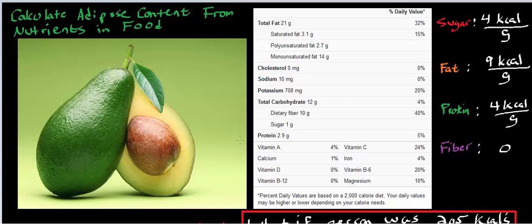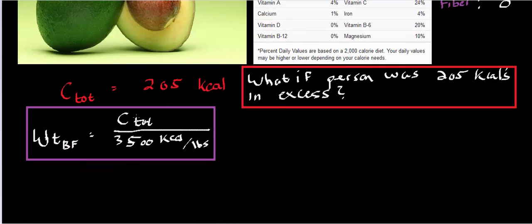In the last video, which was the first part of a two-part video, we actually calculated the number of calories, or kilocalories to be exact, that were in ultimately 1 cup of avocado. And the nutritional information is shown right here. We used the fact that there are 4 kcals per gram of sugar, 9 kcals per gram of fat, and 4 kcals per gram of protein, nothing from fiber, and ultimately calculated that the number of calories total in that avocado was 205 kcals.